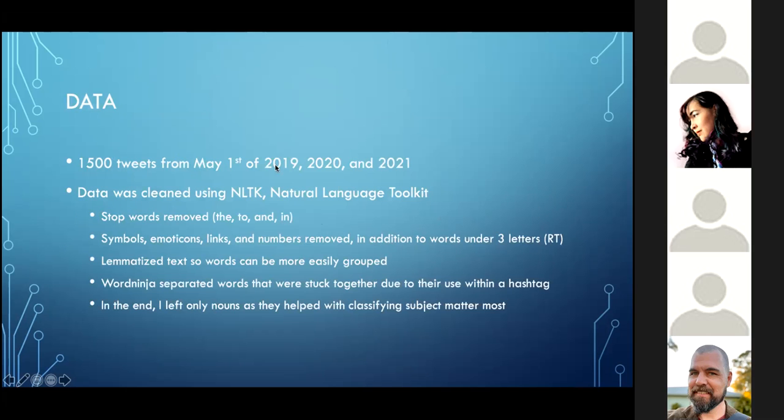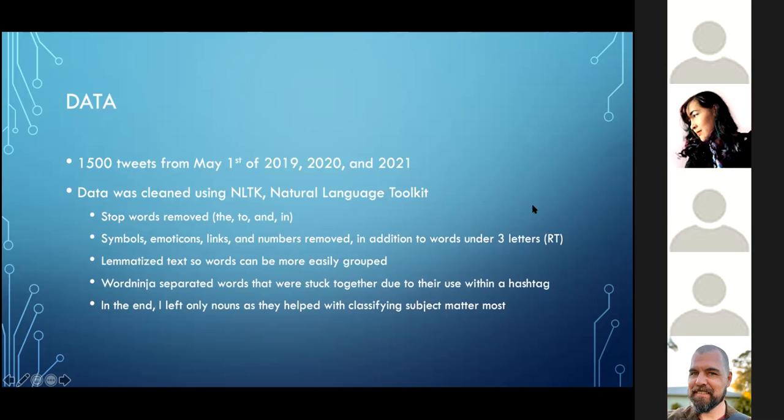So as I mentioned before, for the data I used, I took 1,500 tweets just basically because of the limits of the Twitter API, so it wasn't a ton that I could get. 1,500 tweets from May 1st of 2019, 2020, and 2021. We just picked a day so we could have them all from the same time of year, and we didn't want a day that would be overwhelmingly something else happening, so we didn't want to pick a holiday or a day that something big happened, and May 1st seemed to be a good day to use for that.